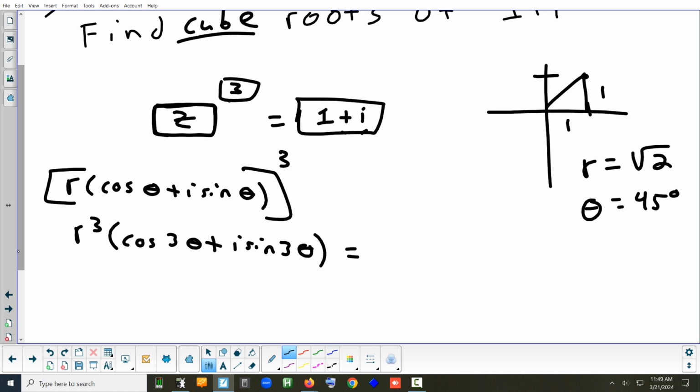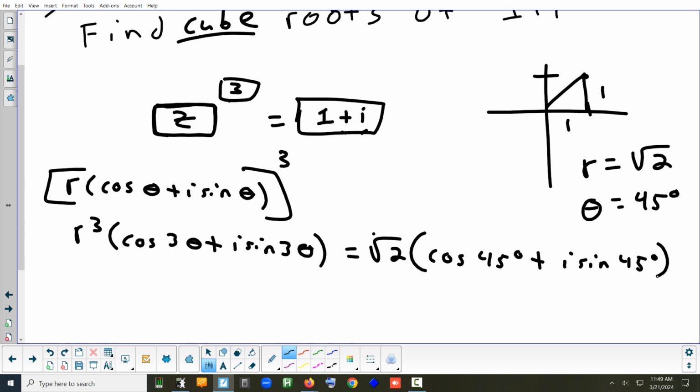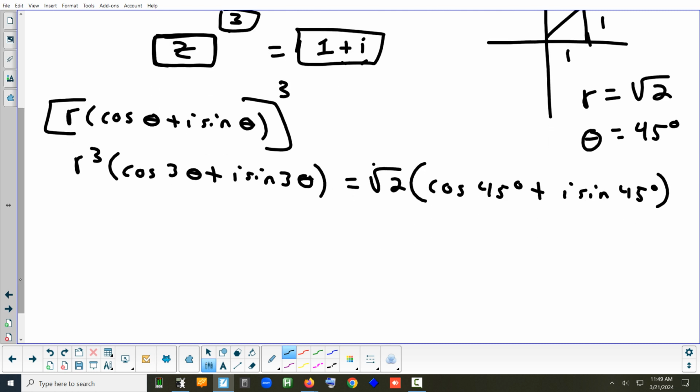Okay, so now let's write down the right-hand side. R cosine 45, i sine 45. Okay.